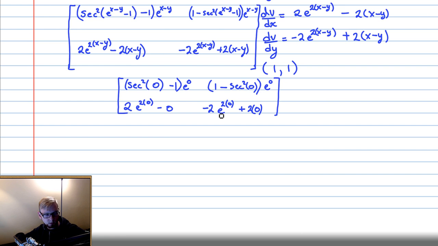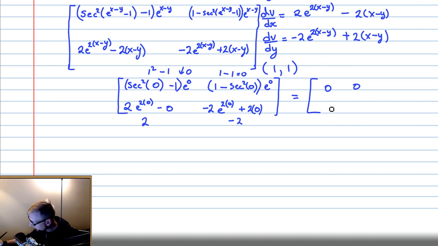What is secant squared of 0? Well, what is secant of 0? Secant is 1 over cos, right? Cos of 0 is 1. So this is 1 squared minus 1. So this is 0. And, well, again, this is 1 minus 1. So this is 0. And this is 2. And this is minus 2. So our final matrix will be 0, 0, 2, negative 2. There we go. That was our whole matrix.